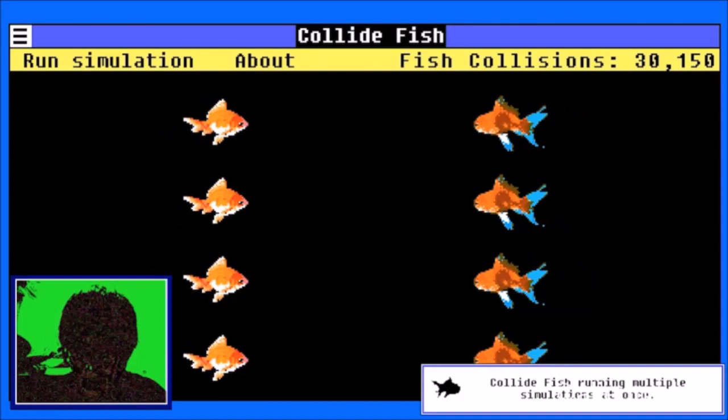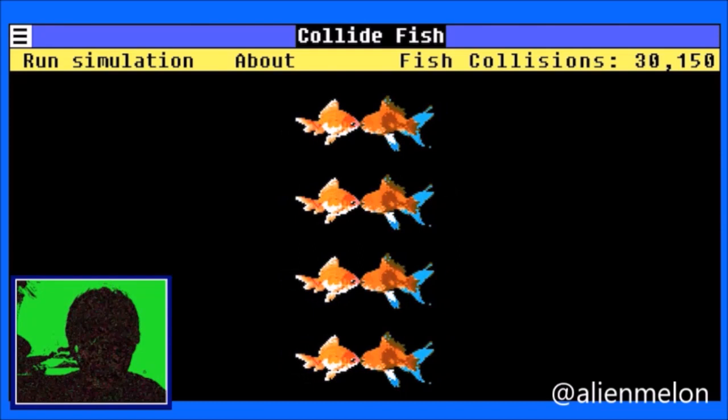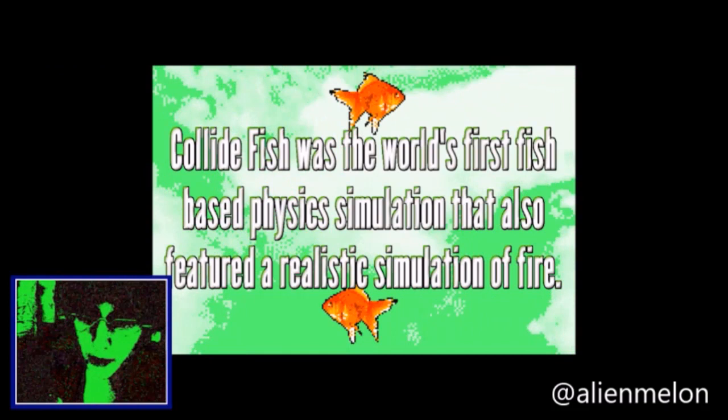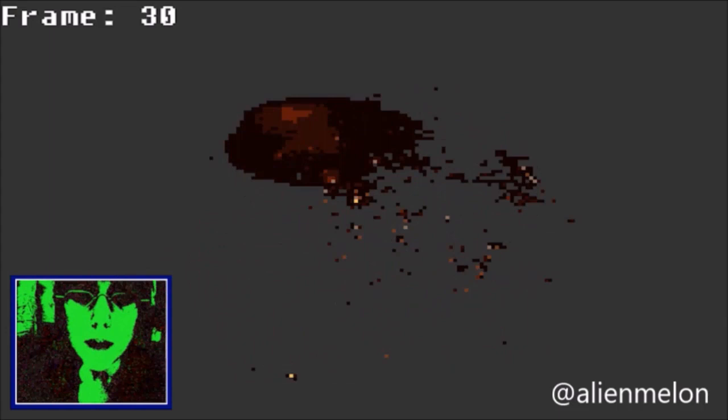I will cover some more of this program's historic facts and discuss how these key points eventually led to the simulation's demise and erasure from computer history. Collide Fish was the world's first fish-based physics simulation that also featured a realistic simulation of fire. The contributions of Collide Fish did not only start and stop with collisions.